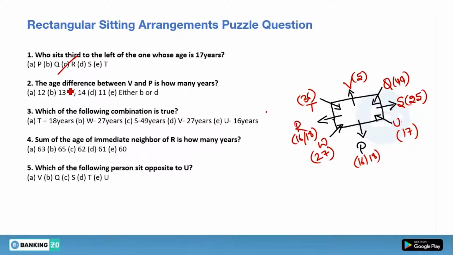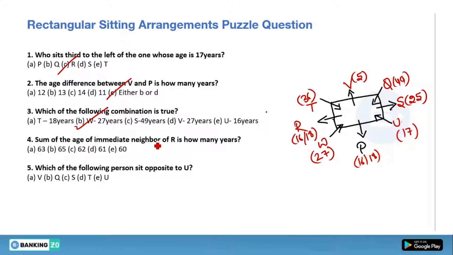Okay, so 13 is also there and 11 is also there. So option number E is correct. Which of the following combination is true? T is 18 years? T is not of 18 years. W 27 years, yes, this is true. S is not of 49 years, V is not of 27 years. Okay, so option number B is true.